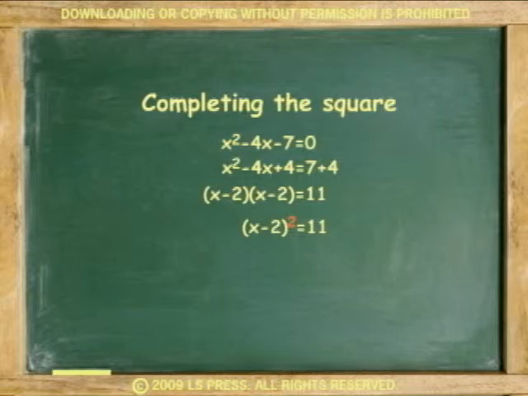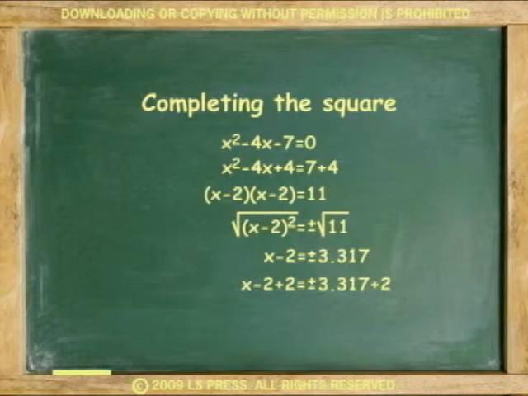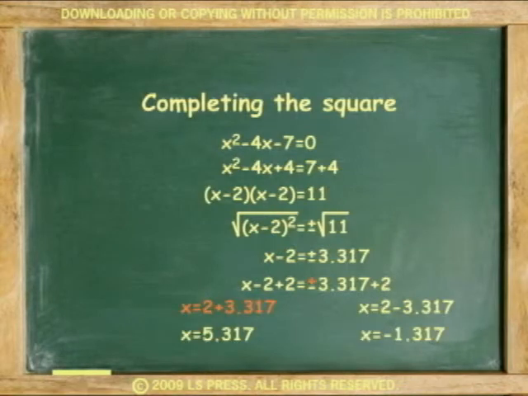Step 4. Find the square root of both sides. x minus 2 is equal to plus or minus the square root of 11, which is 3.317. Add 2 to both sides to move the negative 2 to the right. x has two values, 2 plus 3.317 and 2 minus 3.317, or x equals 5.317, x equals negative 1.317.